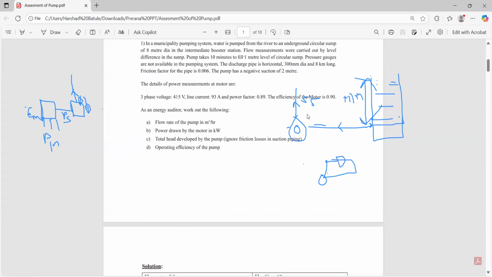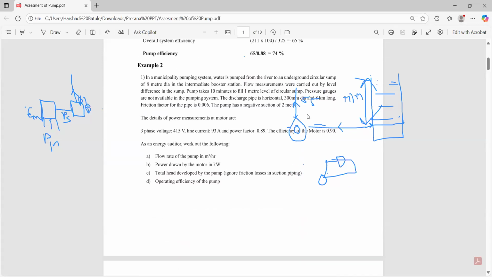In a municipality pumping system, water is pumped from the river to an underground circular sump of 8-meter dia in the intermediate booster station. Flow measurements were carried out by level difference in the sump. Pump takes 10 minutes to fill 1 meter level of circular sump. Pressure gauges are not available in the pumping system. The discharge pipe is horizontal, 300 mm dia and 8 km long. Friction factor for the pipe is 0.006.